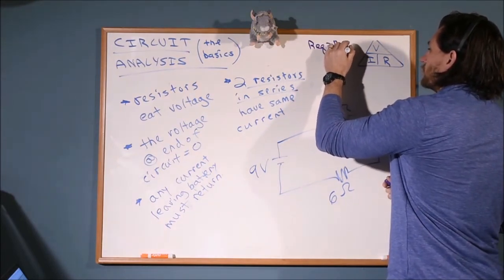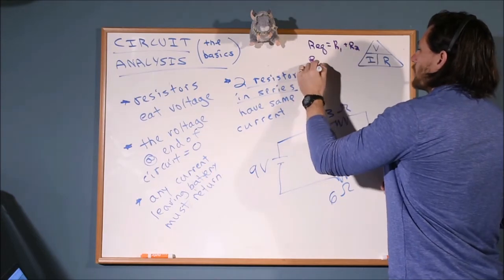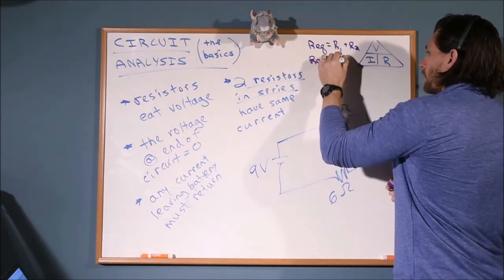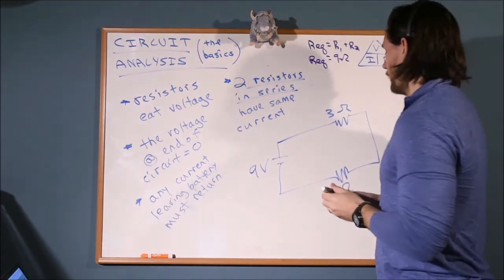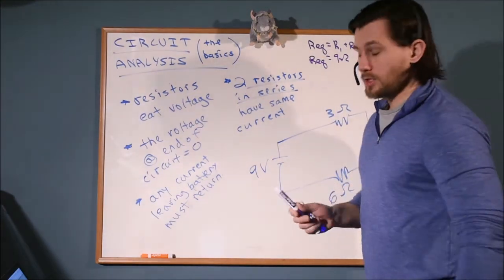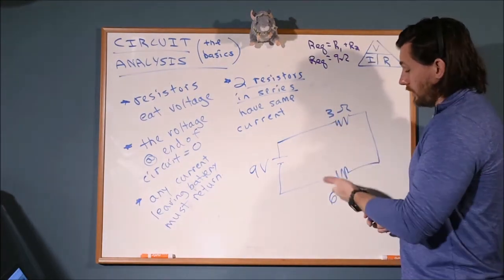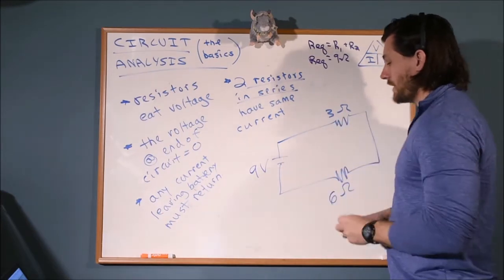For two resistors in series, it's just R1 plus R2. So REQ here is going to be 9 ohms. Now, you might think that these two are in parallel. They look like they're in parallel because these two lines are parallel.